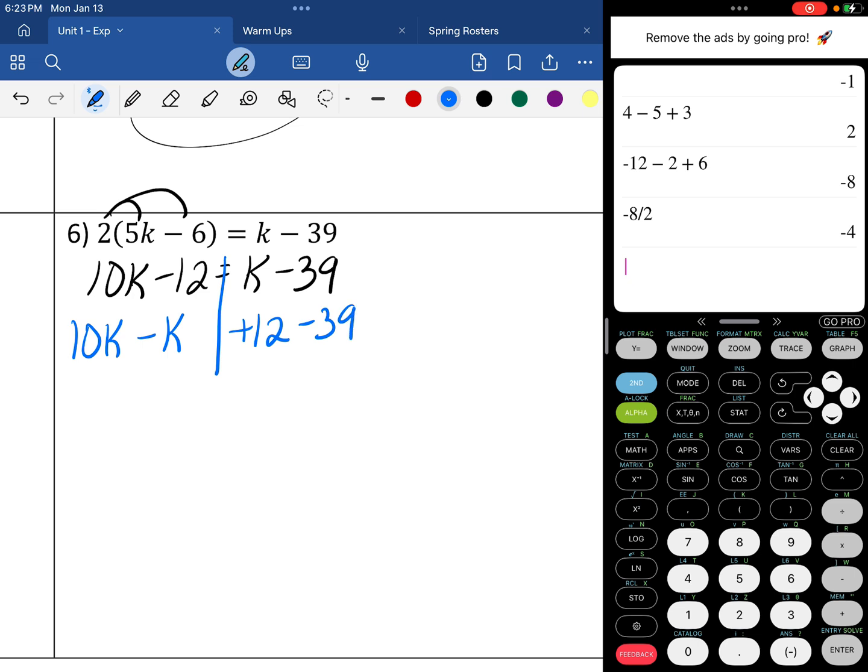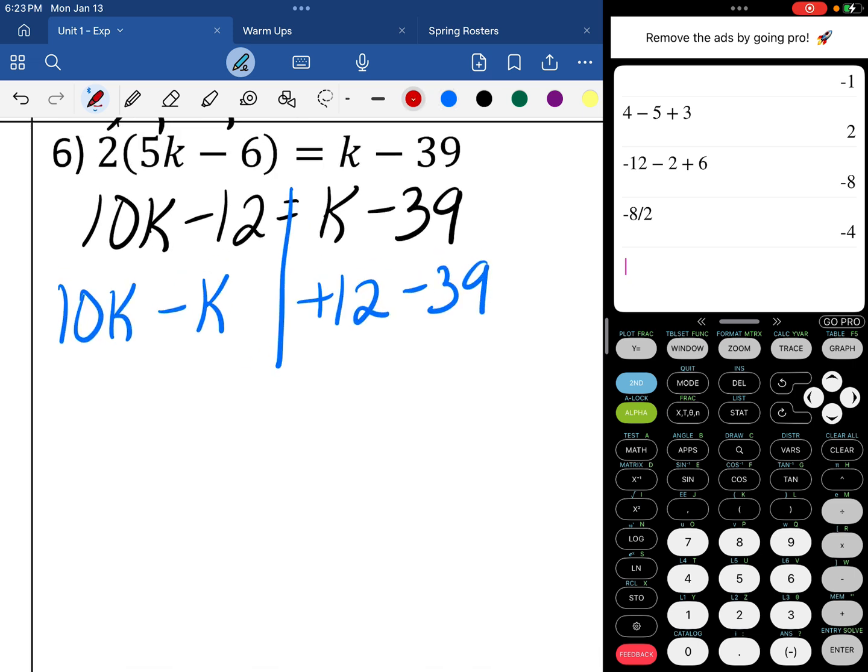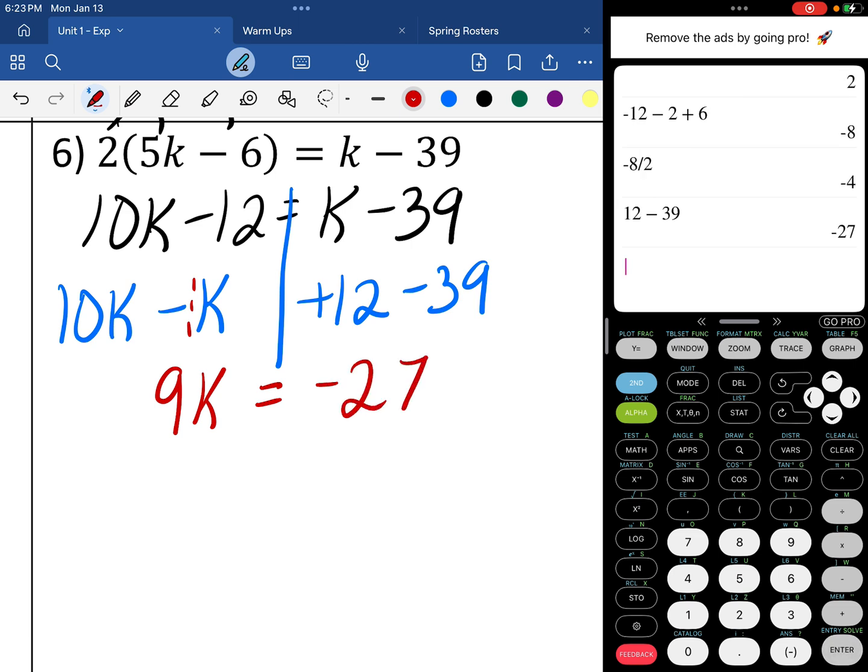We have 10k minus k. Remember, you have a little invisible one right there. So really, it's 10 minus 1, which is 9k. Bring your equals down. 12 minus 39. That's going to be negative 27.